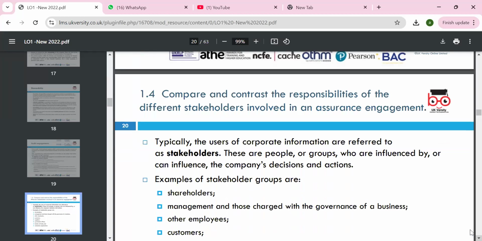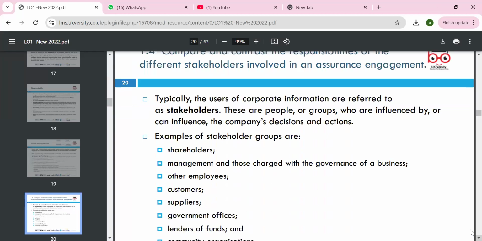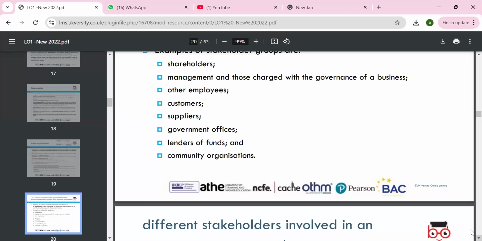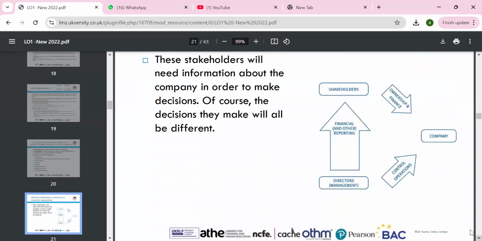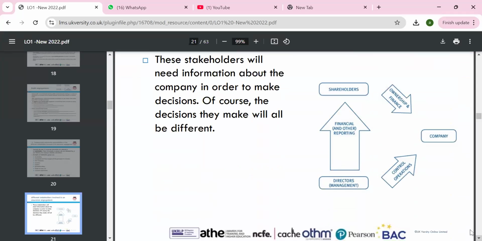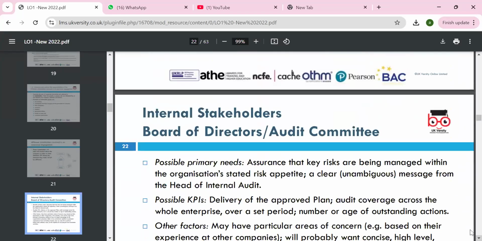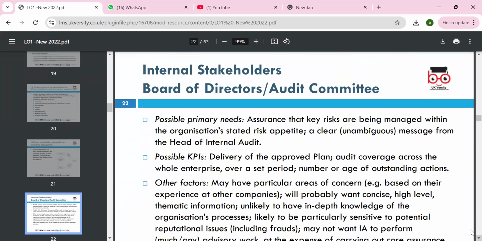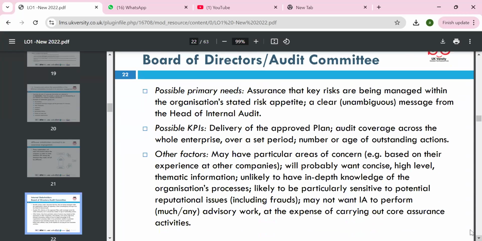We compare and contrast the responsibilities. Stakeholders are anyone who has any interest in the business. It can be shareholders, customers, employees, lenders, communities. Stakeholders involved in assurance engagements need to be provided with information that should be true and fair. Internal stakeholders are those within the company. For external stakeholders, we look at KPIs, key performance indicators, and other factors such as concerns based on experience at other companies. We need to look at concise, high-level information.